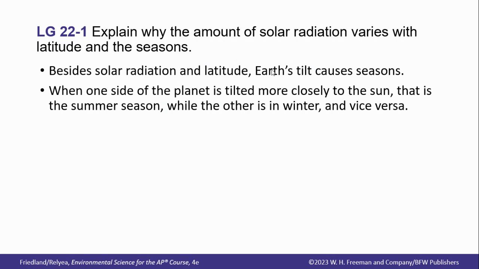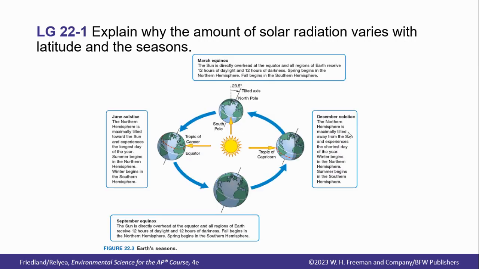Besides solar radiation and latitude, Earth's tilt causes seasons. One side of the planet is tilted more closely to the sun. That's the summer season, while the other is in winter, and vice versa. So looking at this graphic right here, we can see that the Earth is on a 23.5 degree tilt. And obviously the part that is tilted more towards the sun is going to be a little bit warmer during that part of our rotation around the sun.